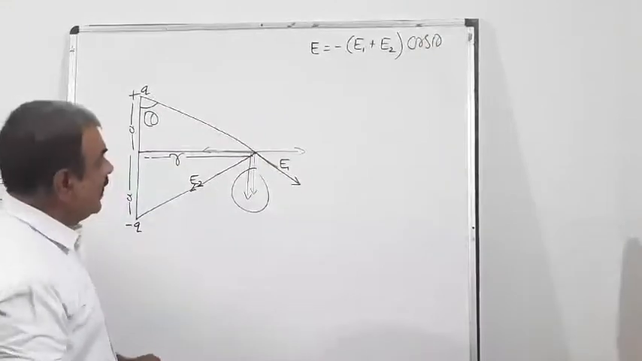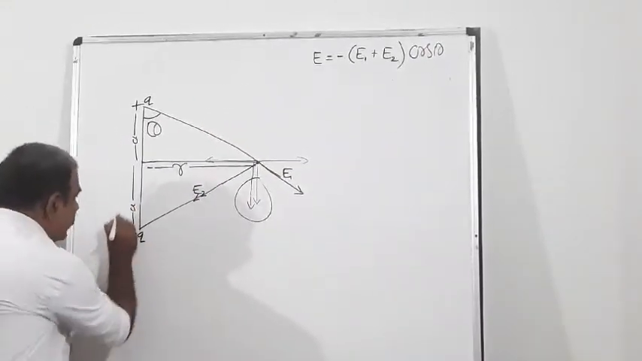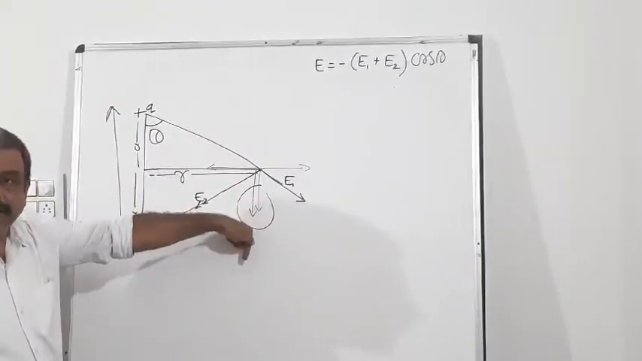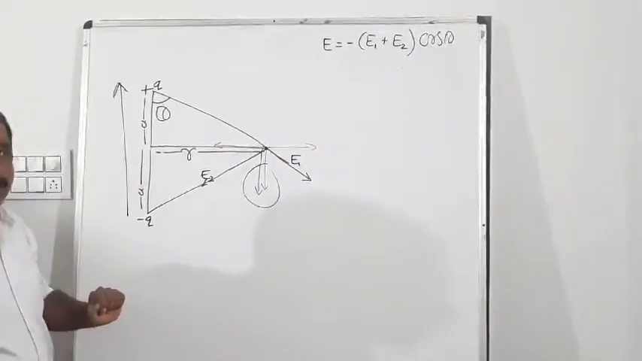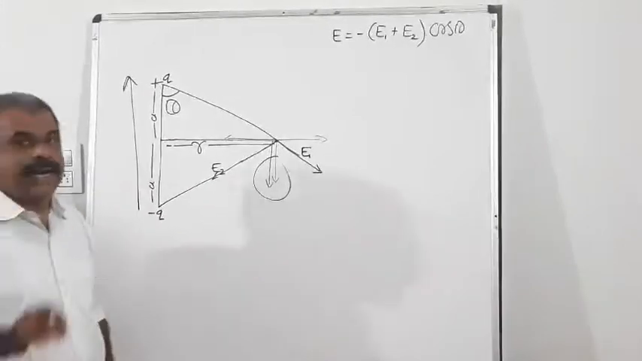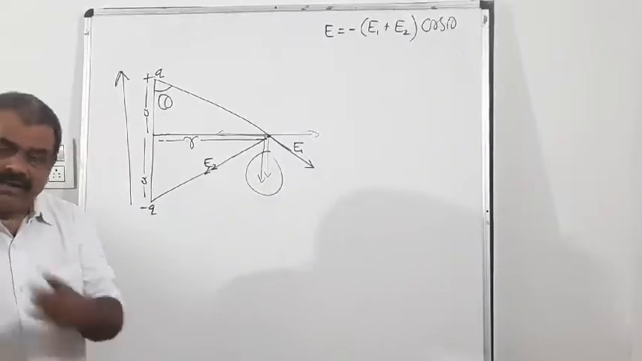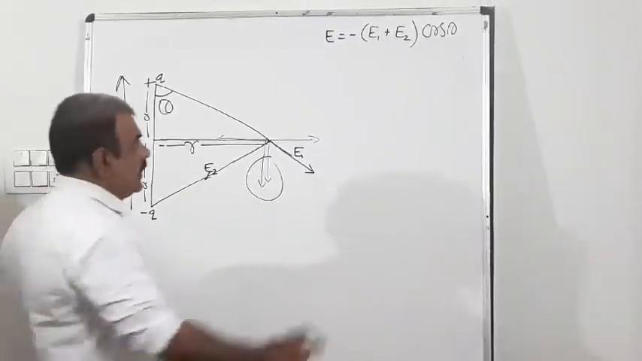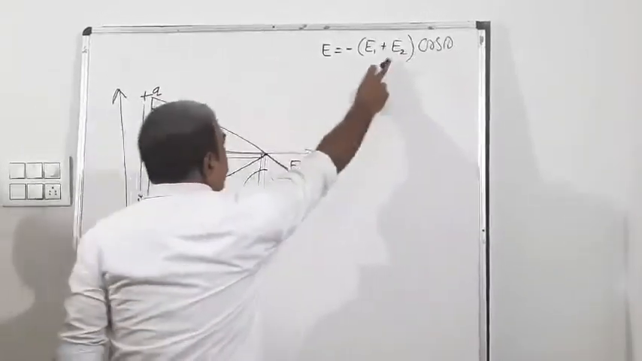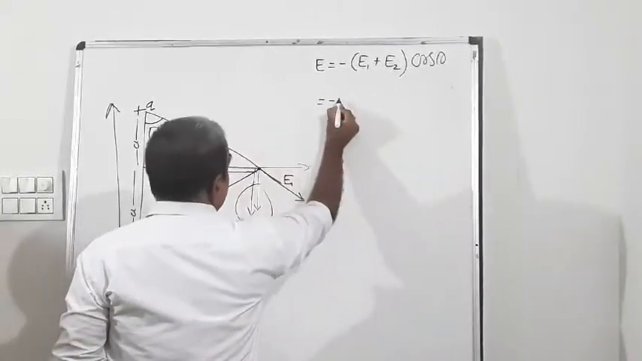Yes, student, I'll elaborate. First, why minus? See, the dipole moment is upward, while here the net field is downward. That's why it is negative. Why cos? Because the parallel components are getting added, and the parallel component of any vector should be represented by cos. We have learned this well in 11th. This is the magnitude of the field due to the plus q charge, and the magnitude of the field due to the minus q charge.